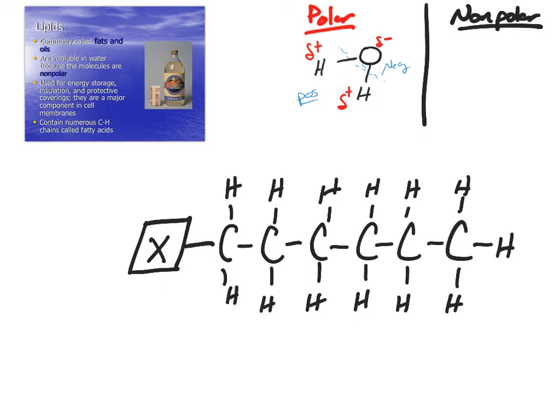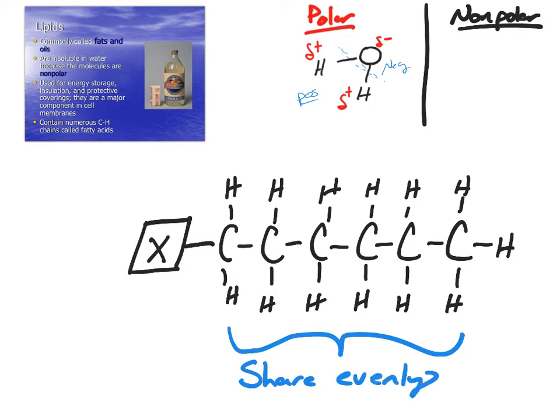First, I want you to see that this long chain of carbons, they share evenly. All the electrons are shared evenly because they all have equal strength. So I'm going to give you two scenarios. Are you ready? It's just an example, to let you think about what this means.